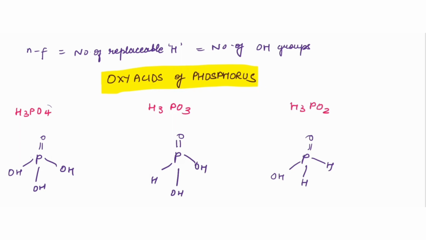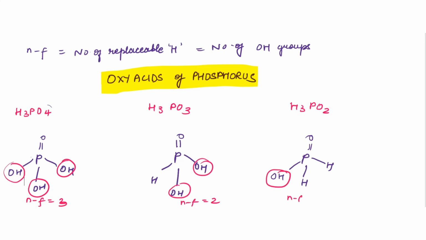From here I told you how to find n factor from the structure. N factor is the number of OH groups. This number of OH groups will tell you the number of replaceable hydrogen atoms. First, H3PO4, how many OH groups are present? 3 OH groups. So what is the n factor? 3. Look at the second one. How many OH groups? 2 OH groups. So n factor is 2. For the third one, H3PO2, 1 OH group. So what is the n factor? 1.